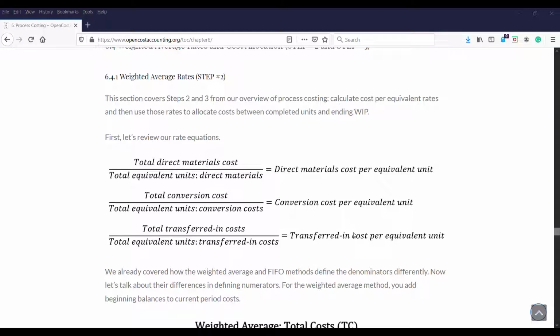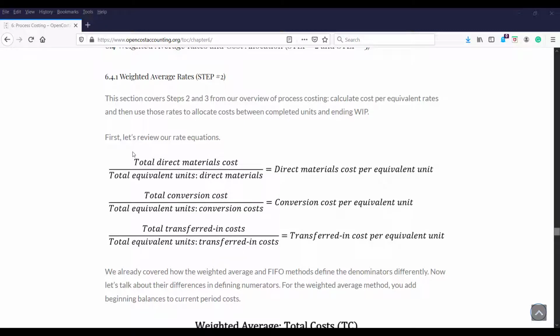Sometimes I see students make this mistake. Sometimes it's kind of odd because they'll go through and they'll do the direct materials total equivalent units calculation correctly. For example, say we're trying to get direct materials rate. They'll do the TEU with respect to direct materials correctly. But then they get confused about the numerator and say, well, I'm going to put some conversion costs in there or some transferred in costs. No, we're looking for a direct materials rate in this example. And so you would want to have the TEU with respect to direct materials in the denominator, and you want direct materials cost only in the numerator.